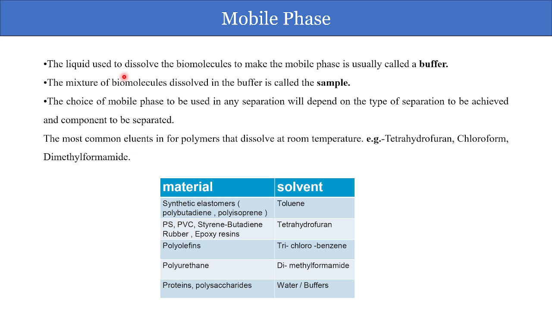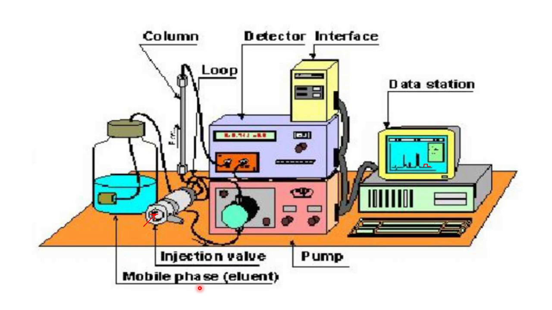So the most common eluents for different polymers include chloroform. These are organic solvents like chloroform, tetrahydrofuran, dimethylformamide. Okay, so you have materials like the synthetic elastomers and what type of solvent you use over here. You have the polyolefins, for which you have trichlorobenzene, dimethylformamide. You have proteins, and for polyacrylamides you use water or buffers. Right. Okay.